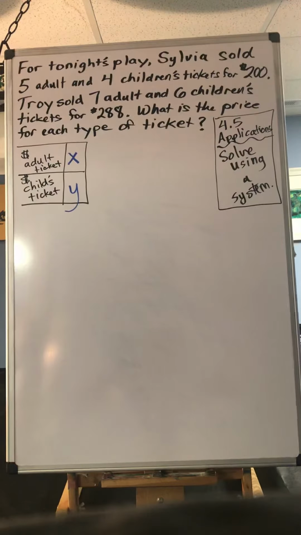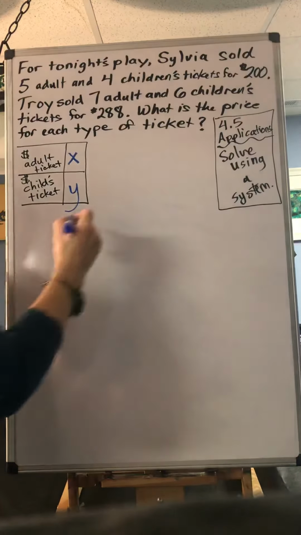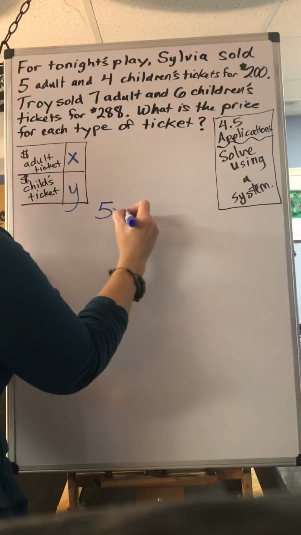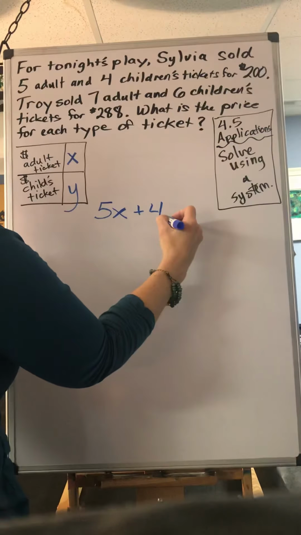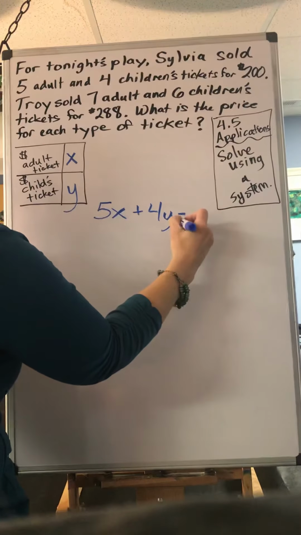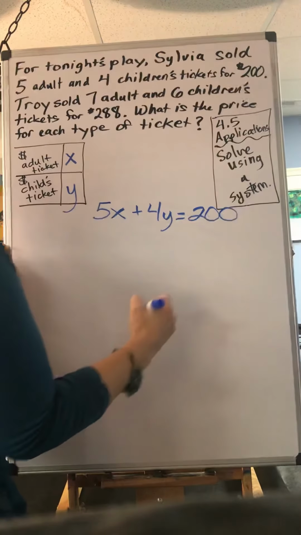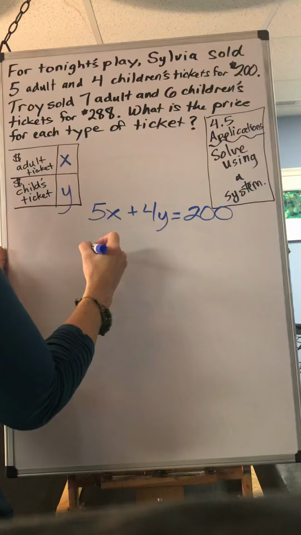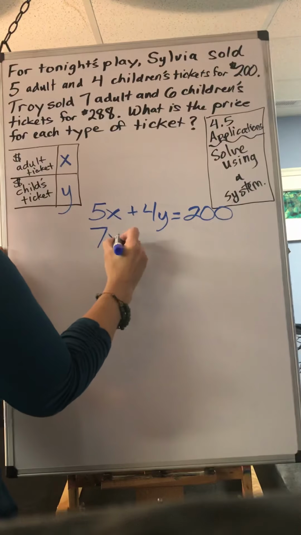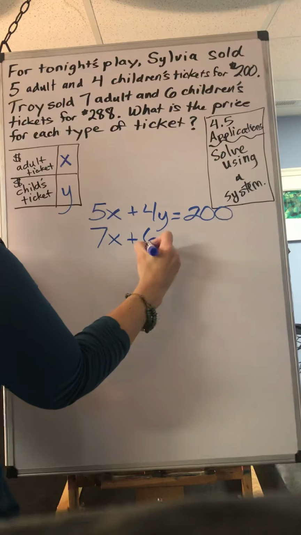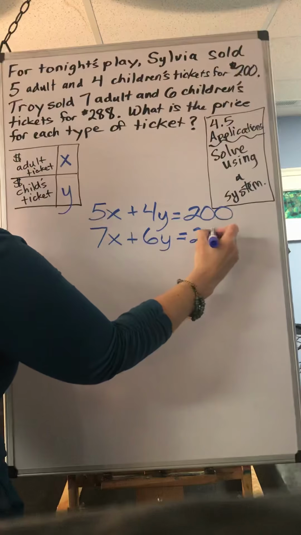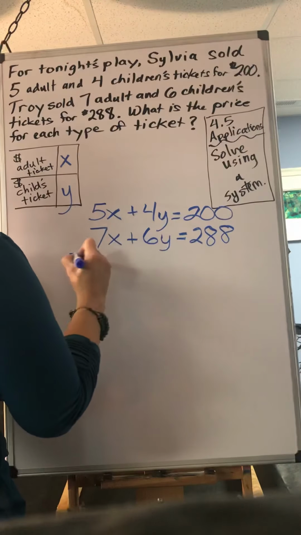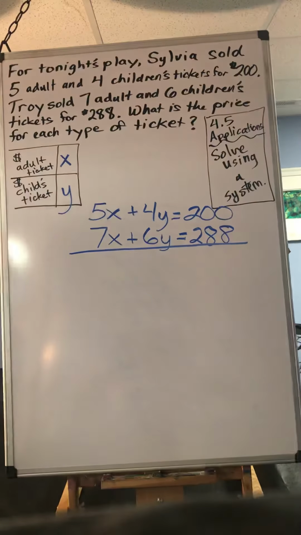So Sylvia sold 5 adult and 4 children's tickets for $200. So 5 times the cost of an adult ticket and 4 times the cost of the children's ticket is going to be $200. Troy sold 7 adult tickets and 6 children's tickets for $288. And that is the system we're going to solve.